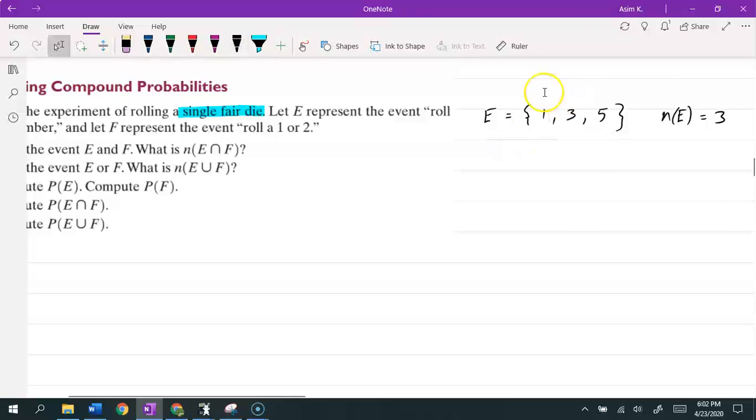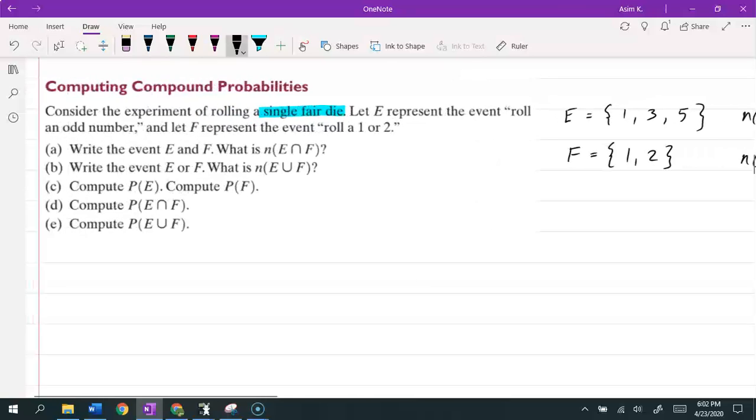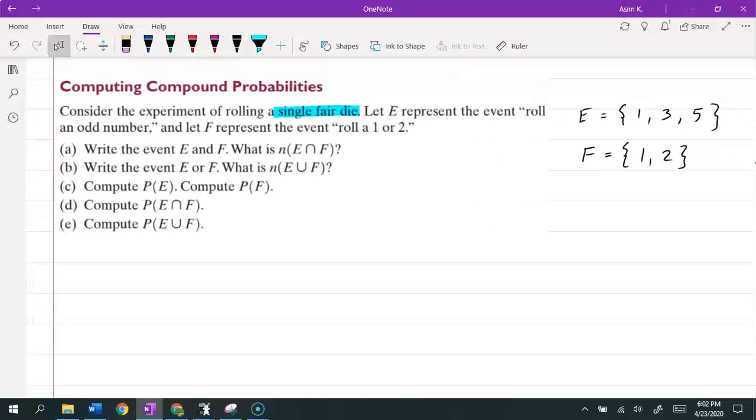There's 3 possibilities, right? Now let's take F. F represents the event roll a 1 or a 2, meaning it's telling you it's got to be a 1 or a 2. Well, what's the count of this event? There's 2. All right, that's a count of 2. Now, it says write the event E and F. What is the intersection? What is the count of E and F?